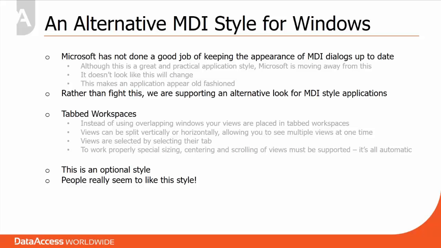Those tabs can be split vertically, horizontally. You can have multiple views at a time. You select them by selecting their tabs, and there's some special properties to help you manage how they look and how they react, and it's all automatic. If you've never used a tab workspace, but you've used the Studio at any time in the past 5 years, you know what tabs look like and how they behave, because tabs are how the Studio does its thing. Again, completely optional. People like it though.